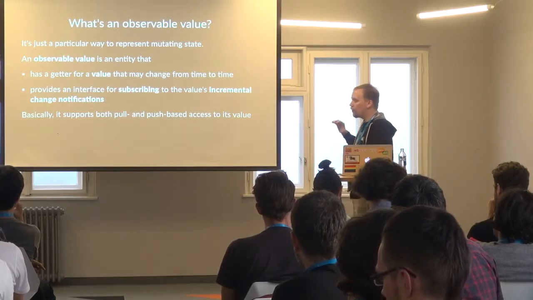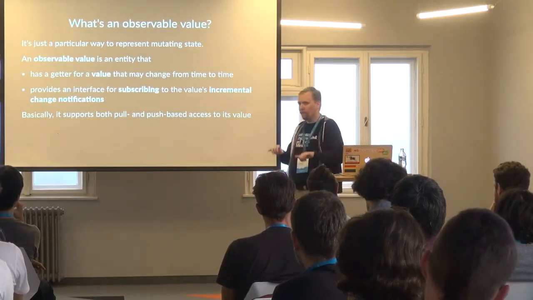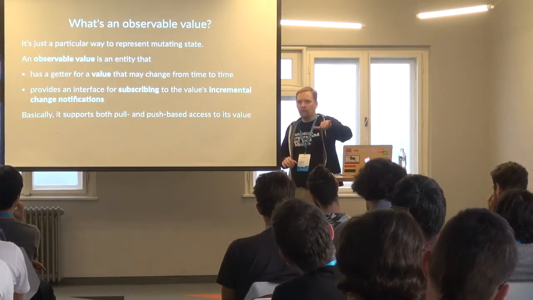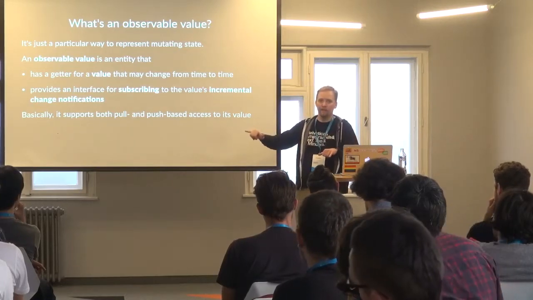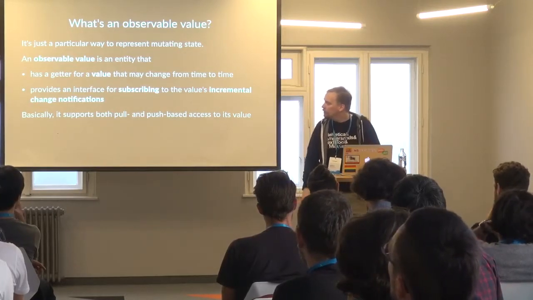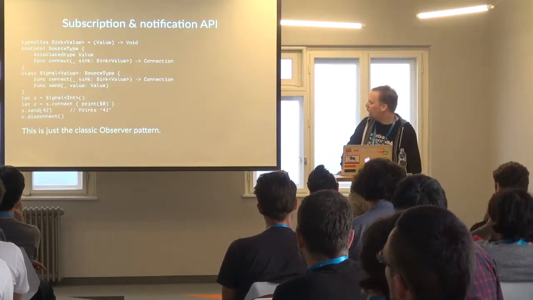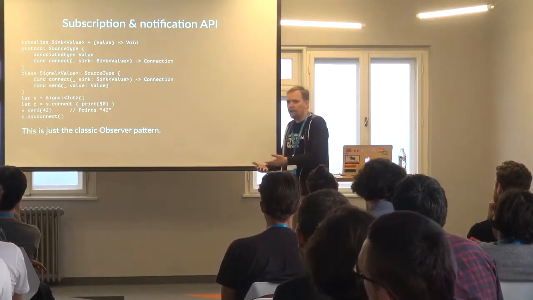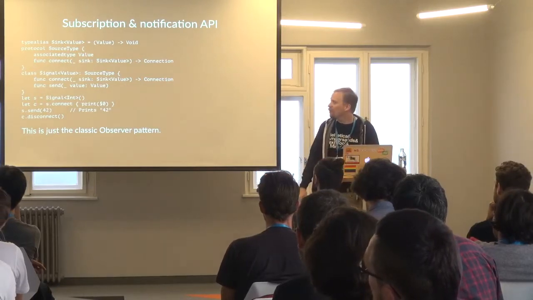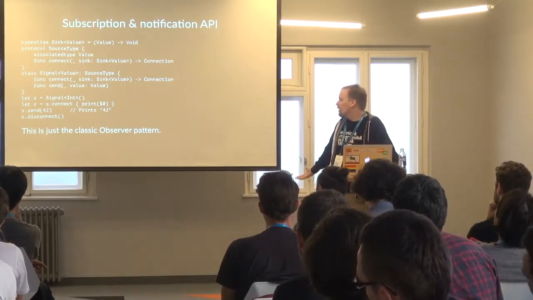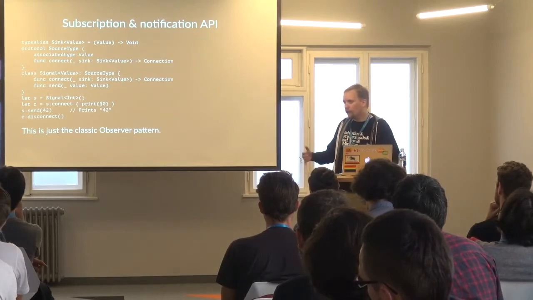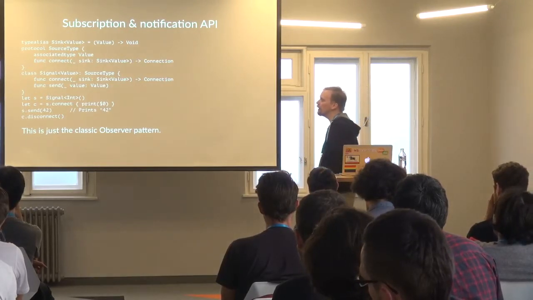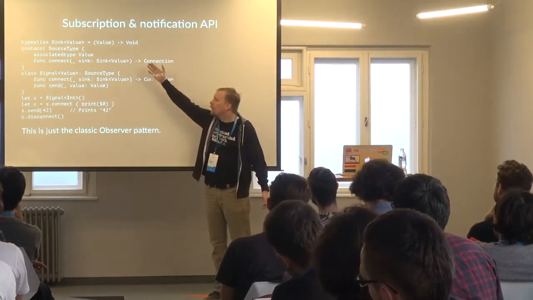Okay? So for me, an observable value has two halves, a getter or pull-based API and a subscription-based push-based API. That's important to keep in mind. So let's take a closer look at the push-based API, because the getter is quite simple. I'm just using a classic observer pattern. You have a source, you have a sink. A sink is something that can take a value of some type.